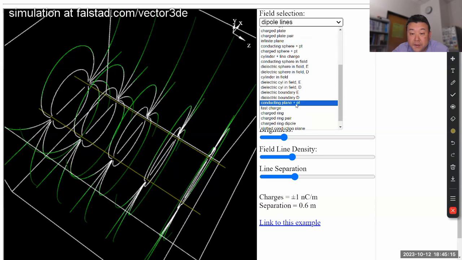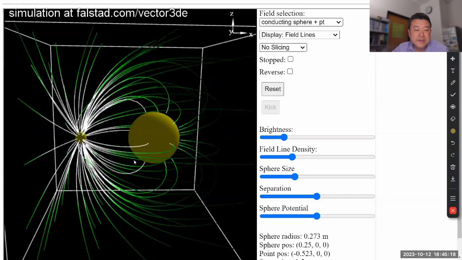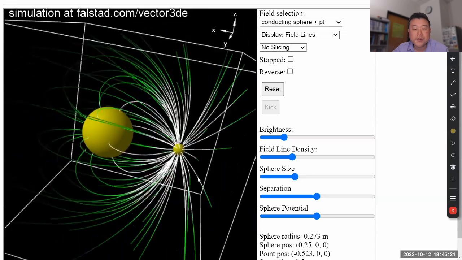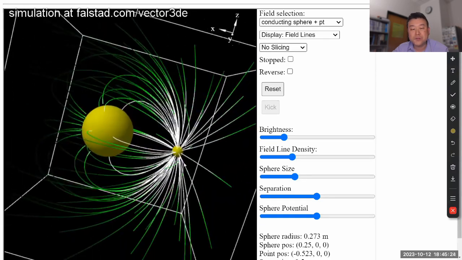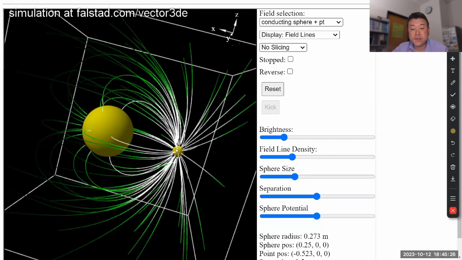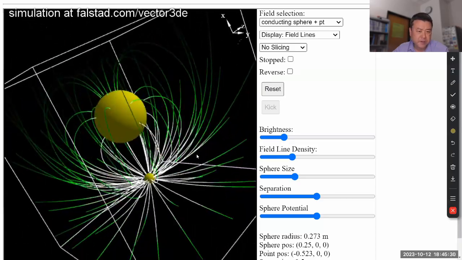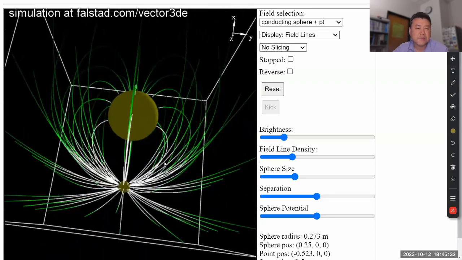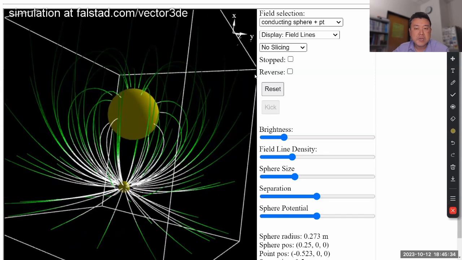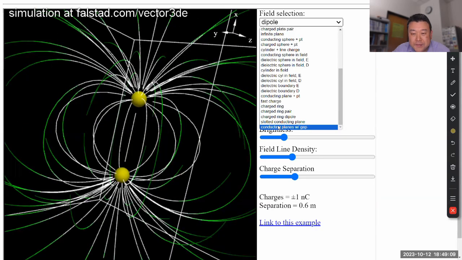Is there anything? Oh, conducting sphere and point. So this is kind of upper division material: how to handle the electric field due to a conducting sphere and a point charge. We won't handle it. In upper division, they can handle this using something called the method of images. I think that's probably all the things.